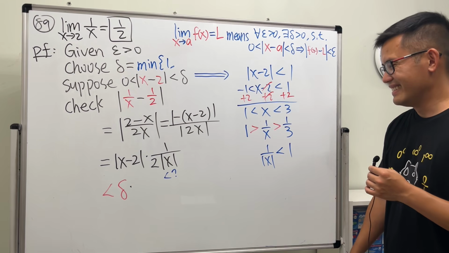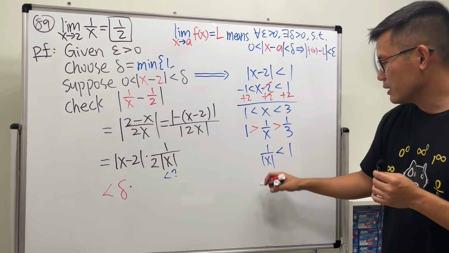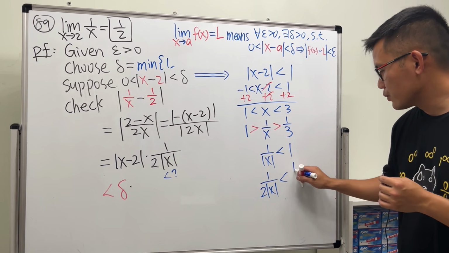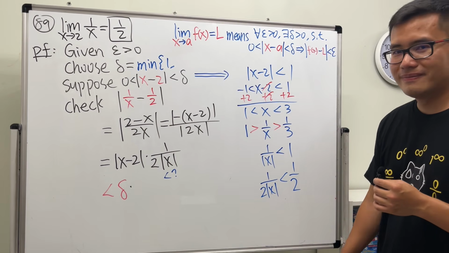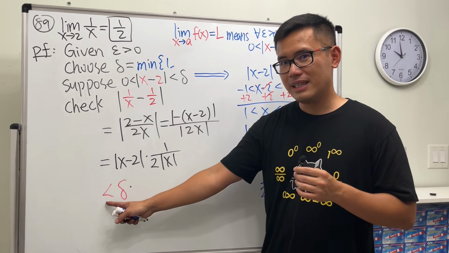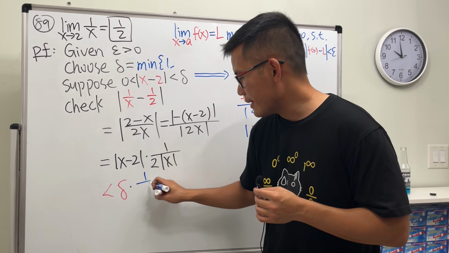And then might as well just put a 2 right there as well. It's 2 on the bottom though, so let's multiply both sides by 2. So 1 over 2 absolute value of x. This right here is less than 1/2. This, and we have the less than already. Very good. We know this right here is less than 1/2.